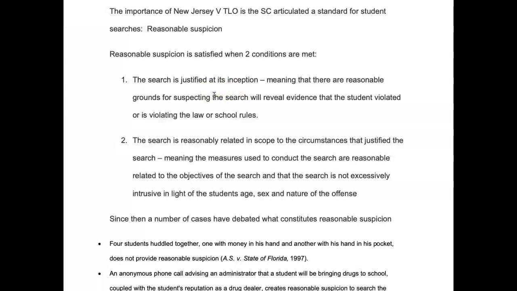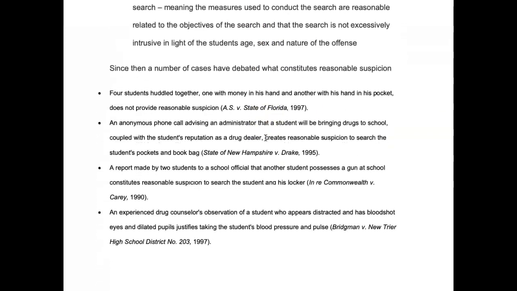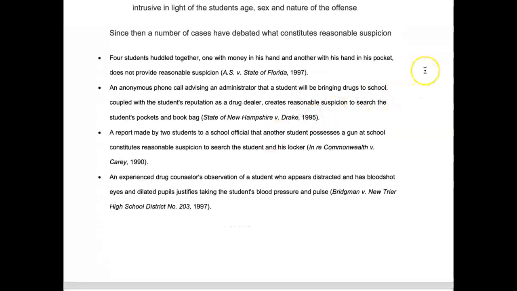schools wanted courts to really define what is reasonable suspicion, because that is a very general term. What is reasonable suspicion? And so there's a number of cases, and those are them right there. You can go look at these. So, for example, the first one, 4 students huddled together. One had money in their hand, the other one had it in their pocket. That's not reasonable suspicion. There's multiple reasons why someone might have their hands in their pocket.